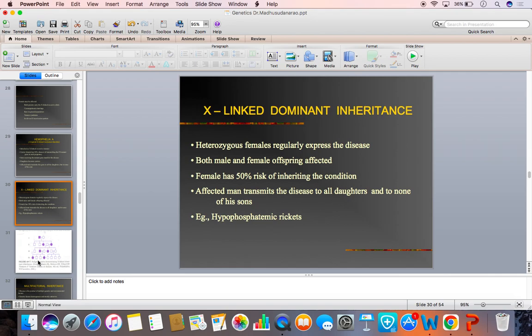What is X-linked dominant inheritance? Heterozygous females regularly express the disease. Both male and female offspring are affected. A female has 50% risk of passing the disorder to her children. An affected man transmits the disease to all his daughters and to none of his sons, because it is not through the Y chromosome that the disorder occurs. Example, hypophosphatemic rickets.